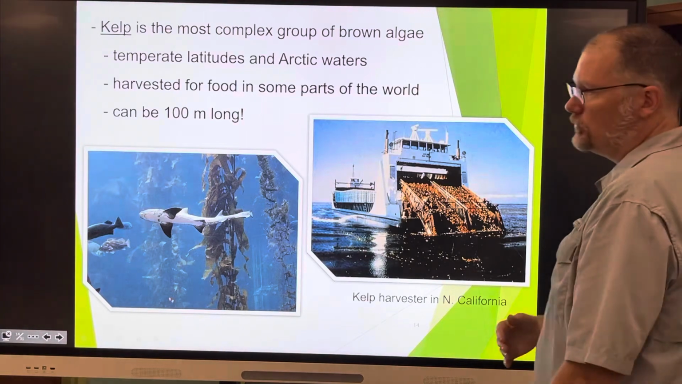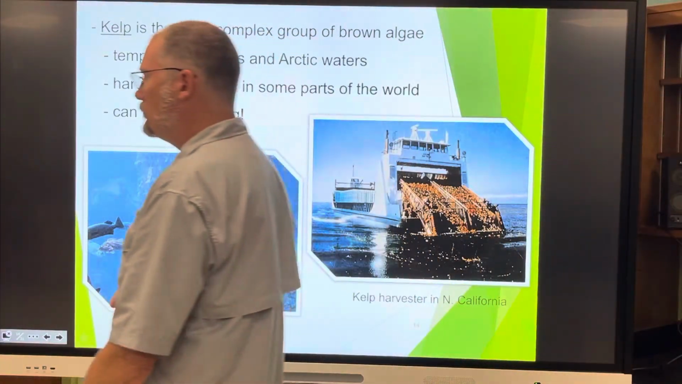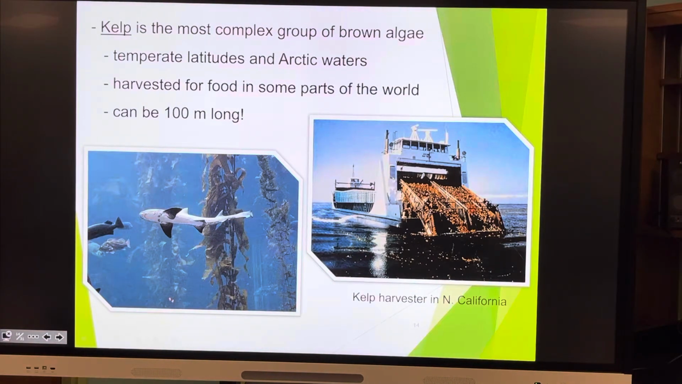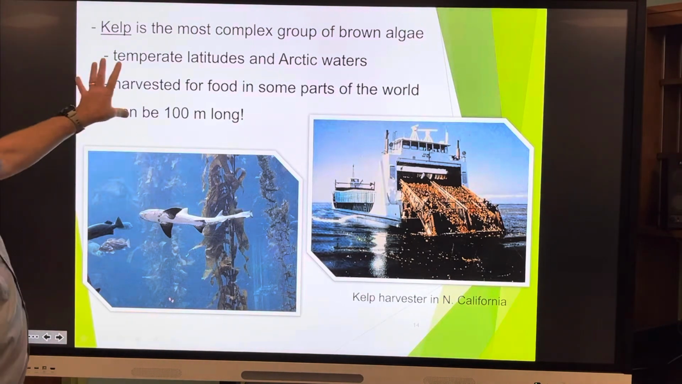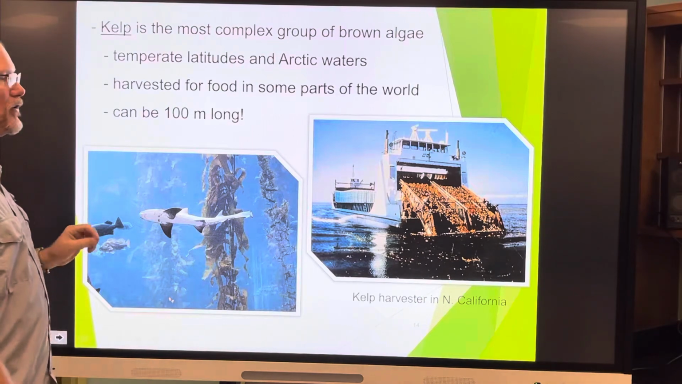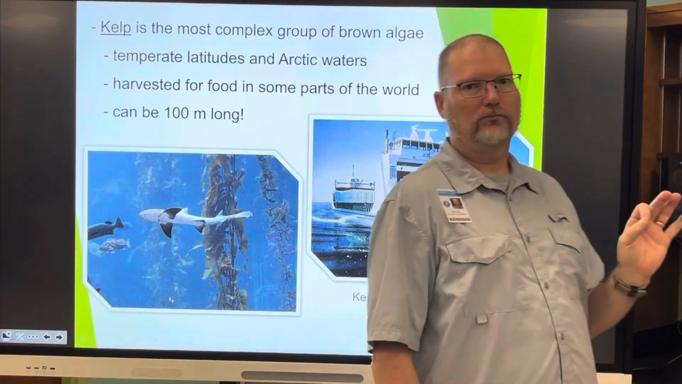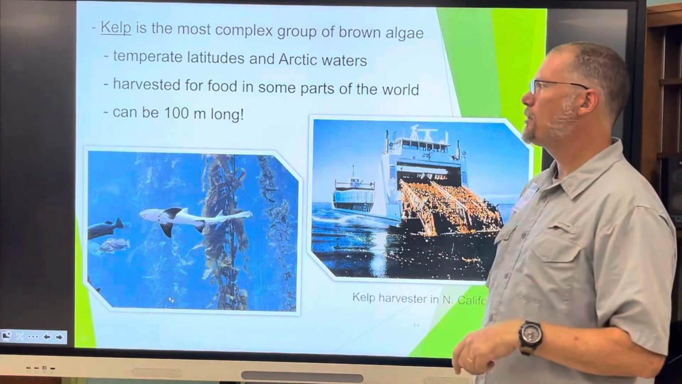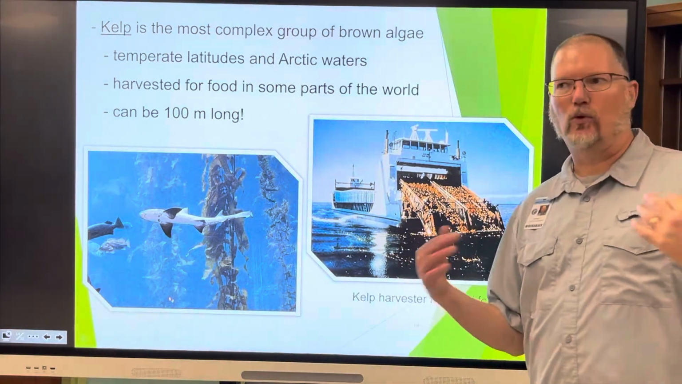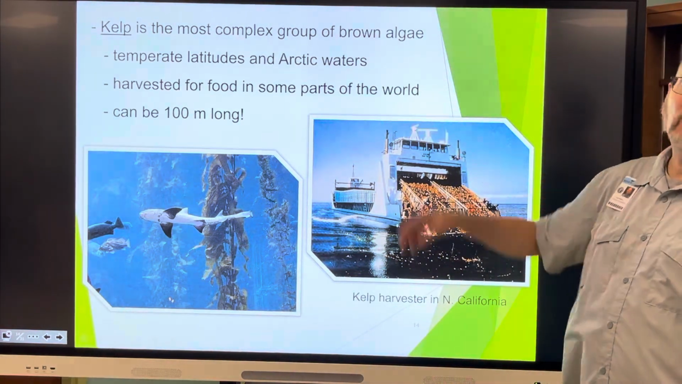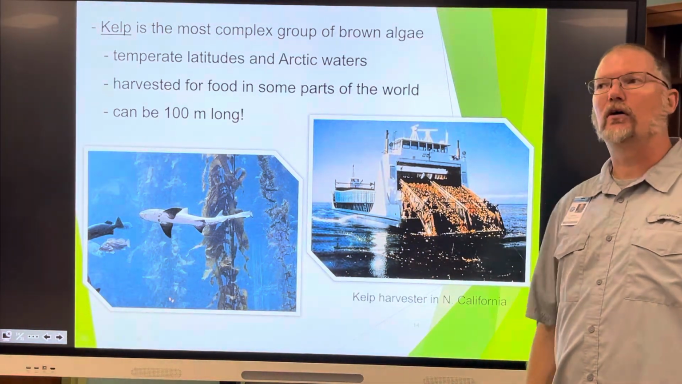Now, kelp is also a brown algae, and it's the most complex group. They thrive in temperate latitudes and Arctic waters, not tropical. So we're not going to have any of these down here, or in the Caribbean, or anywhere near the equator. Okay? And they're harvested for food in some parts of the world.